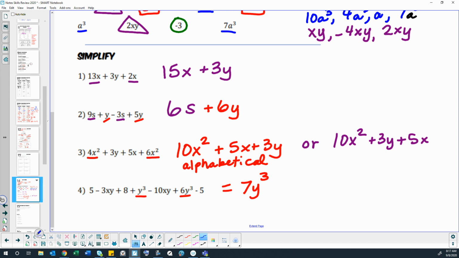And then we have negative 3xy and negative 10xy. So which is it? Is it 7 or is it 13? And is it positive or is it negative? We have a negative 3xy and a negative 10xy. We're just combining the negatives together. Negative 13xy.